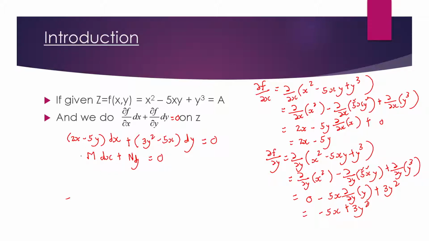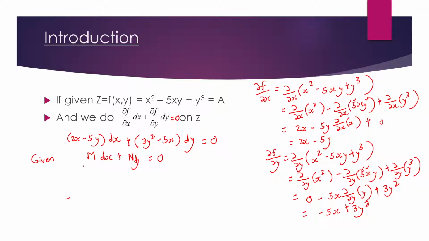Our problem here is, if given M dx plus N dy equal to 0, how are we going to obtain its solution? How to solve this, M dx plus N dy equal to 0?